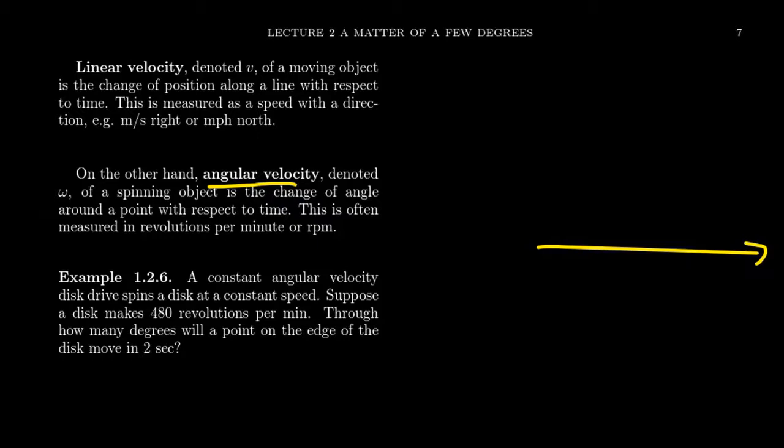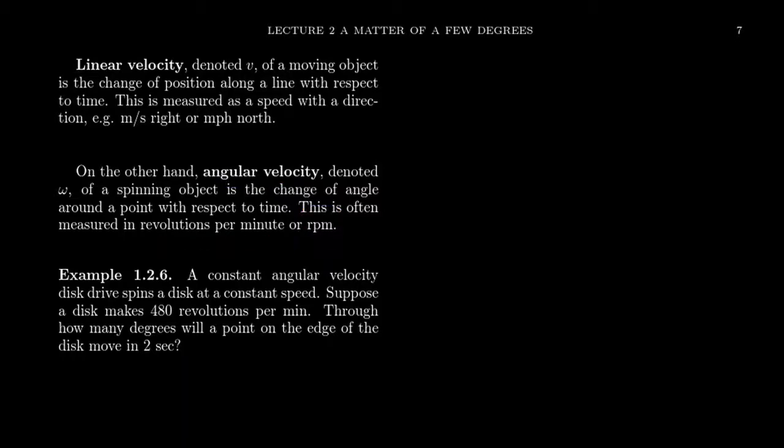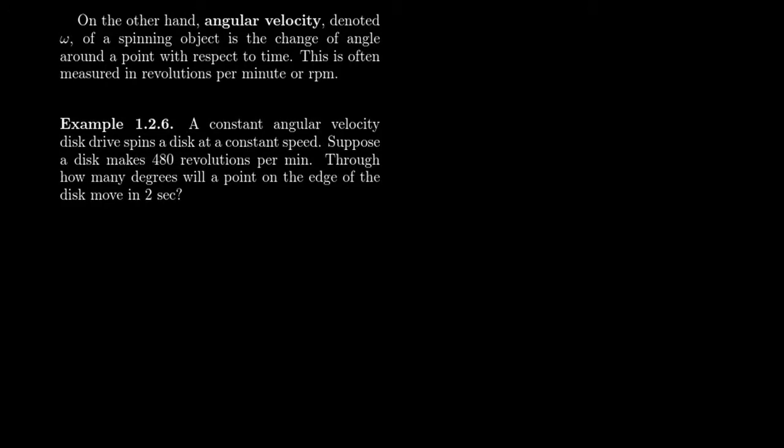One often denotes angular velocity using revolutions per minute, or RPM. There are other ways of doing it, like radians per second, which is probably the better measurement, but as we haven't introduced radians yet in this lecture series, we'll work with RPMs for a moment. So for example, take a constant angular velocity disk drive, like a CD or DVD or Blu-ray plugged into the appropriate reader. That disk is going to spin around at a constant speed. Suppose that DVD is spinning at a constant rate of 480 revolutions per minute. So the angular velocity of that DVD is 480 RPM.